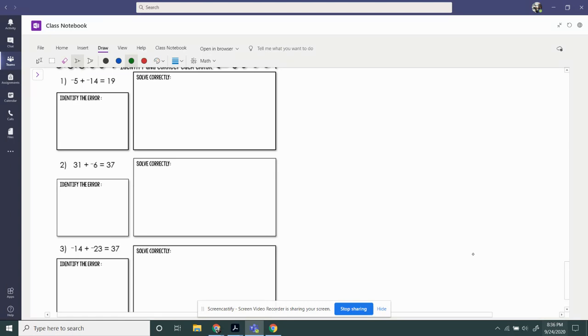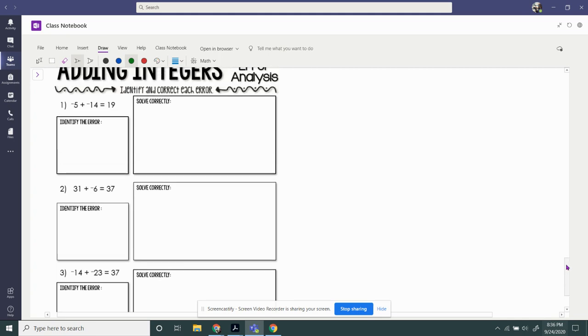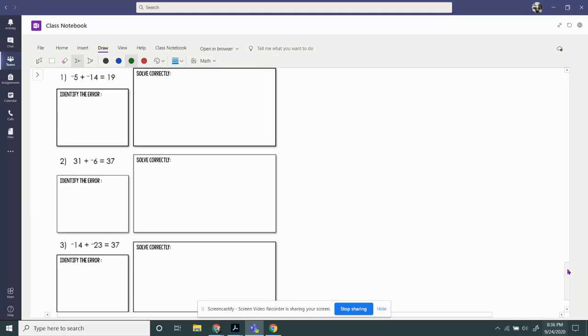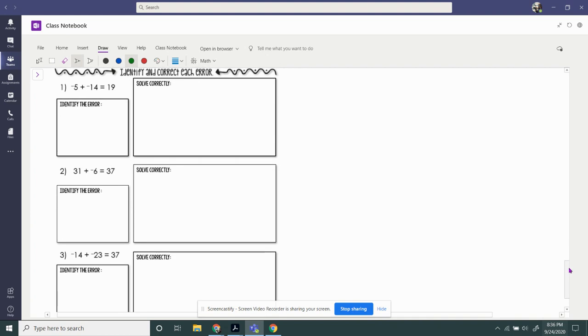Okay, we've got some error analysis here. That's my favorite part. We have to figure out what was done incorrectly. Each one of these answers is wrong. What was done wrong? That's why we call it error analysis.